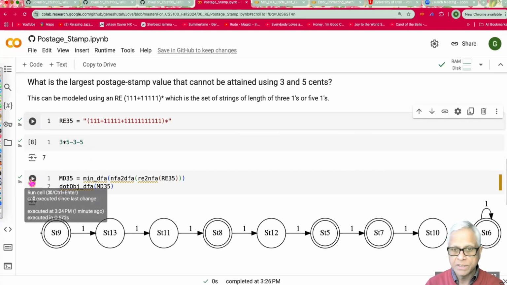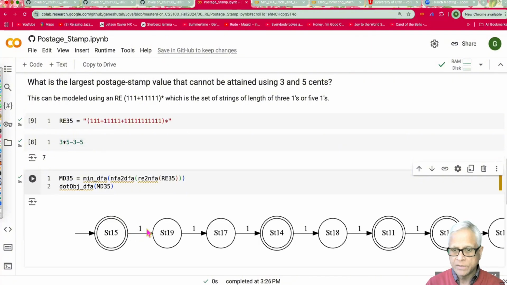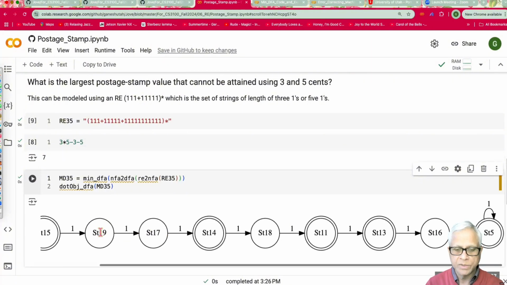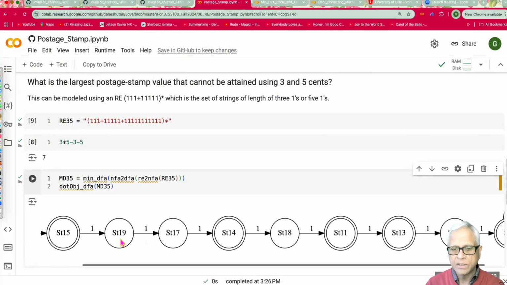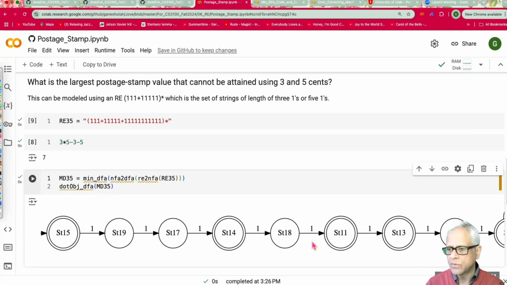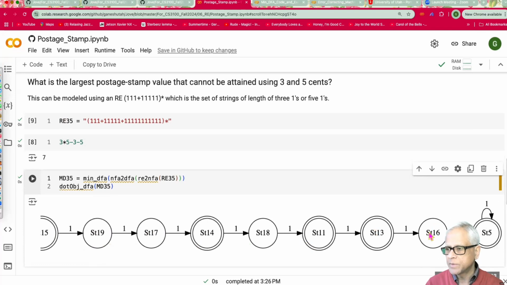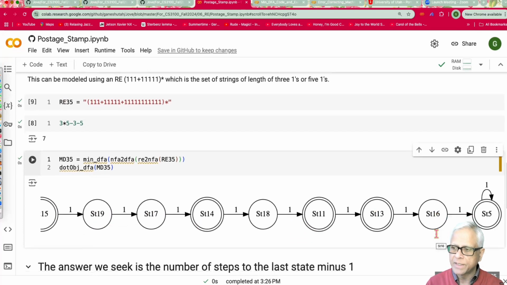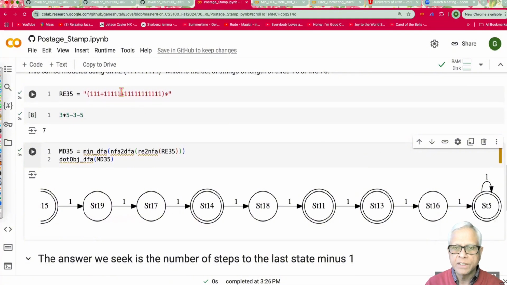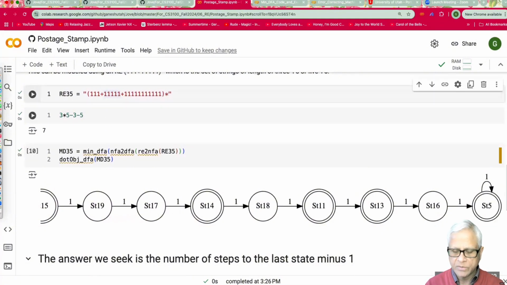And if I just execute this one, you get a different machine. So here, 1, 2 cannot be made, 3 can be made, 4 cannot, 5 can be made, 6 can be made, 7. The answer is still 7. Interesting. So let us leave out the 3 cents, and now it is 5 and 11. And let's add 7. So 5, 7, and 11. What is the deal here?